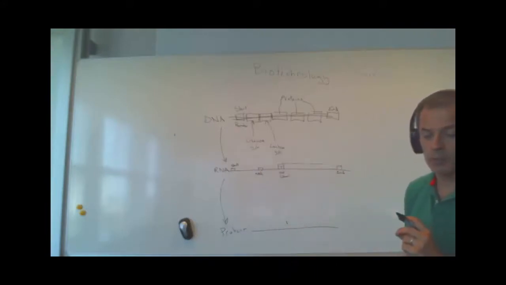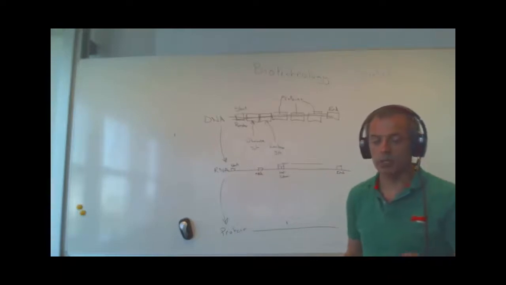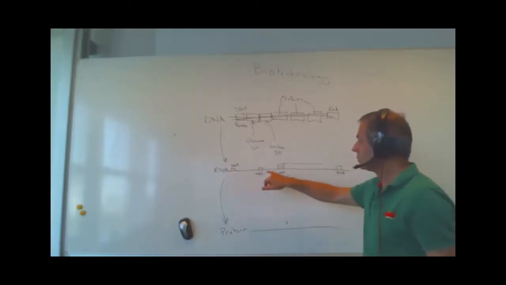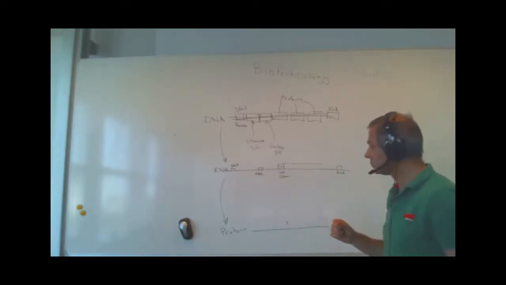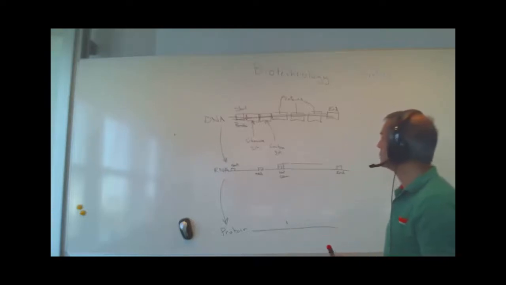In a bacterium there can be several proteins coded on the same strand. In animals and us, it's typically not. It's typically just one protein for one strand of RNA, but it's just a difference between species.